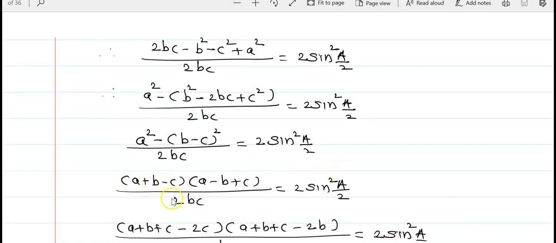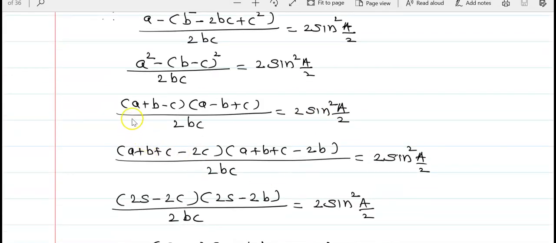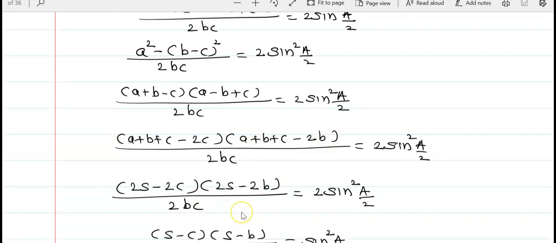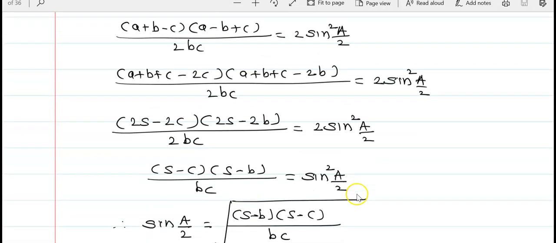That is, a plus b minus c, second bracket a minus b plus c, upon 2bc is equal to 2 sin square A by 2. Therefore, here again add the term plus c minus c, a plus b plus c minus 2c, and a plus b plus c minus 2b, add b minus b. Therefore, we will get the sin of A by 2, take the square root on both sides.